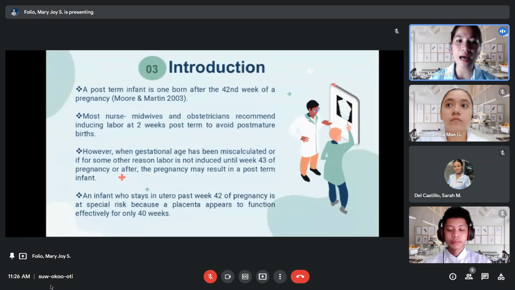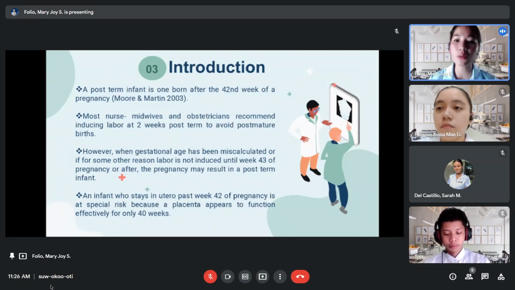So this time frame is often adjusted according to other information received by the doctor, for example, the results of early ultrasound scans and additional information regarding the gestational age. The baby is estimated to be due at 40 weeks of gestation. And most nurse-midwives and obstetricians recommend inducing labor at 2 weeks post-term to avoid post-mature birth.